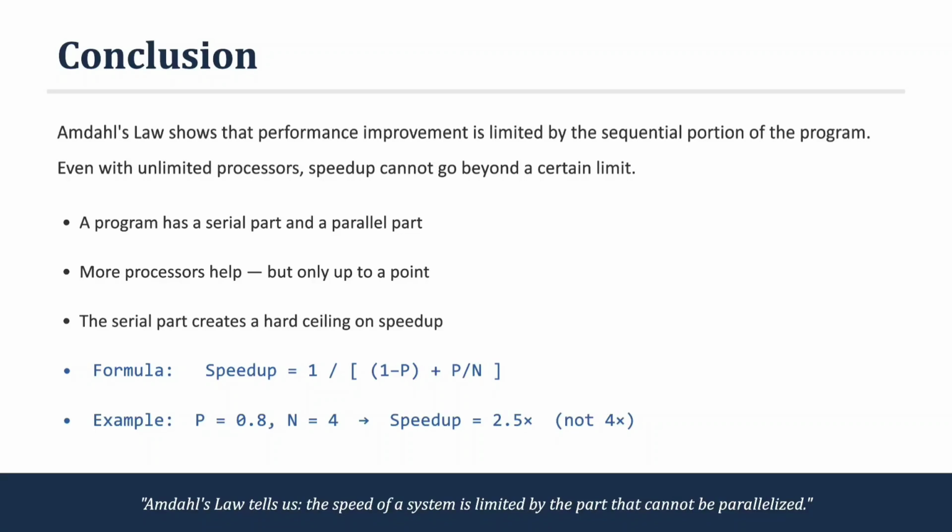Conclusion. From this, we know that Amdahl's law shows that performance improvement is limited by the sequential portion of the program. Even with unlimited processors, the speed up cannot go beyond a certain limit. A program has a serial part and a parallel part. More processors help, but only up to a point. The serial part creates a hard ceiling on the speed up.